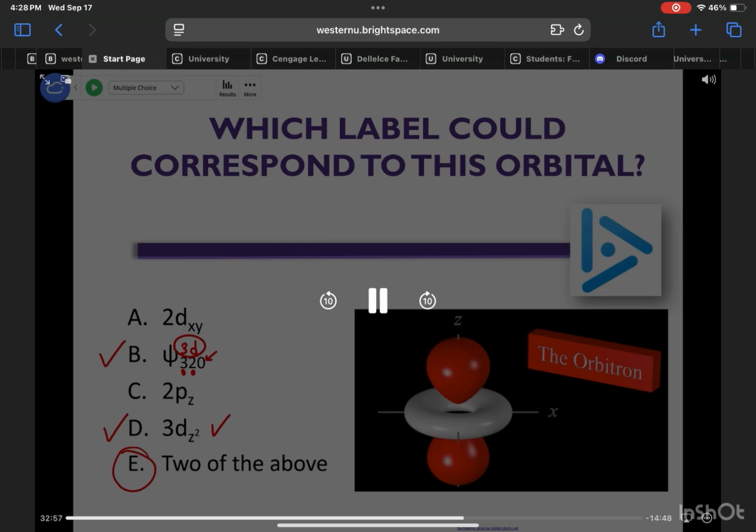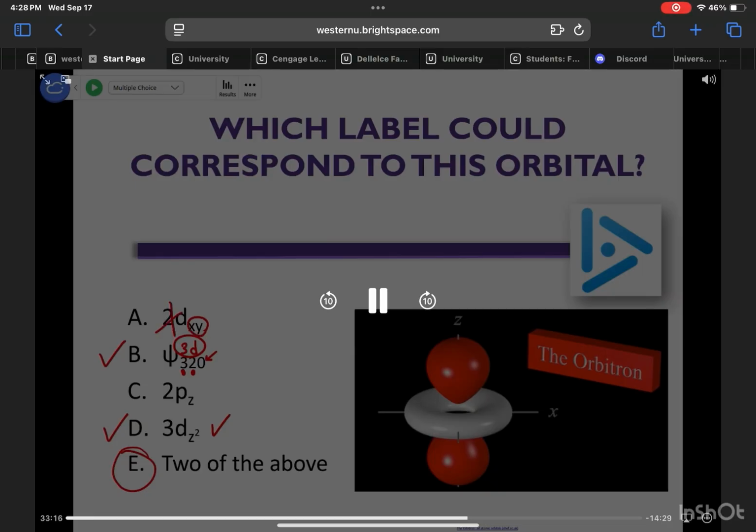How could we rule out A? Who can just shout it out? Why is A wrong? Yes. Because it's a 2, that's right. 2d orbitals don't exist. D only starts at principal quantum number 3. And that's telling us it's the xy plane.